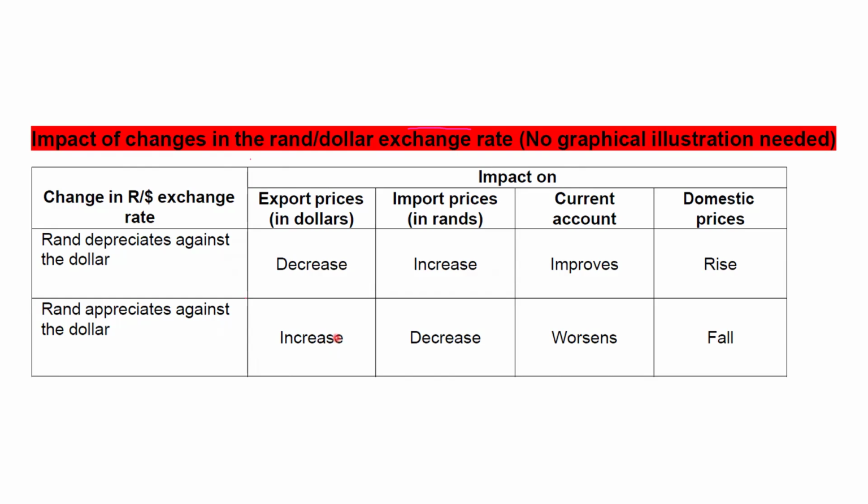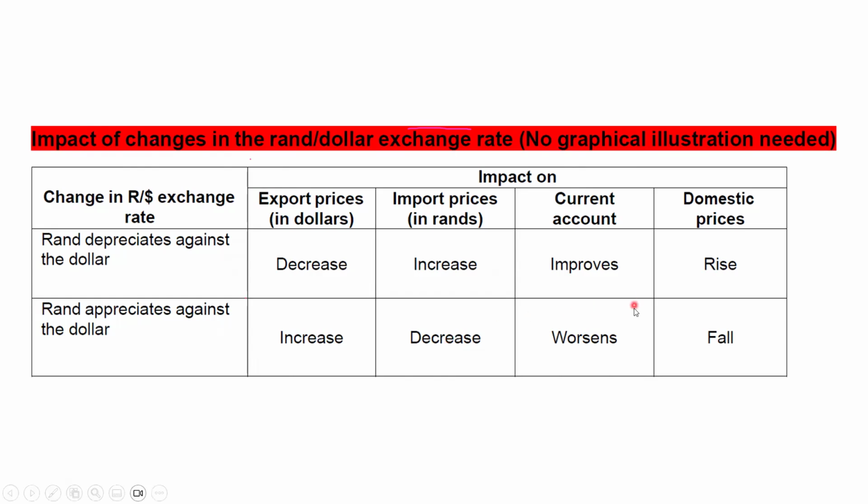Because if now to export it is expensive, people would be like, okay, no, let's just not buy from South Africa for now because the rand has gained value. Right. So the exports will decrease because the export prices will increase. And then the import prices will decrease. So the price for imports will decrease because the rand has gained value, has appreciated. So it is now cheaper for us to buy from outside. Right. So imports will increase. Imported goods will increase because import prices will decrease.